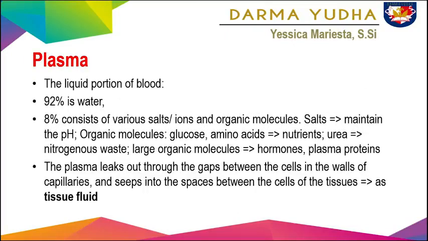Plasma. Plasma is the liquid portion of the blood, and 92% of it is water. 8% of it consists of various salts or ions and organic molecules. Salt is used to maintain the pH. Organic molecules, such as glucose and amino acids, are used as nutrients. Urea is the nitrogenous waste. And the others are large organic molecules, which consist of hormones and plasma proteins.